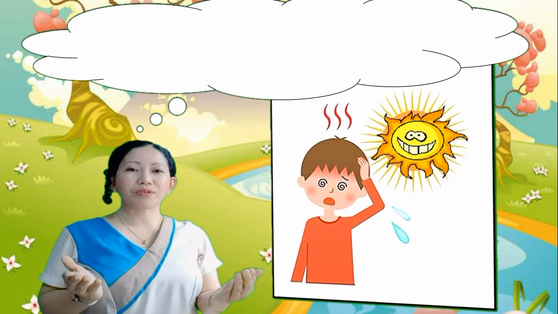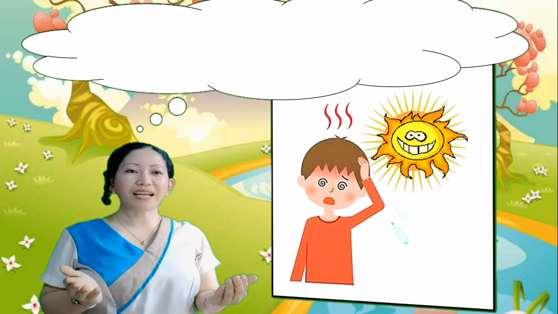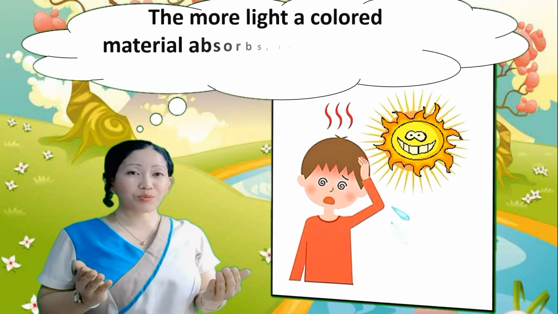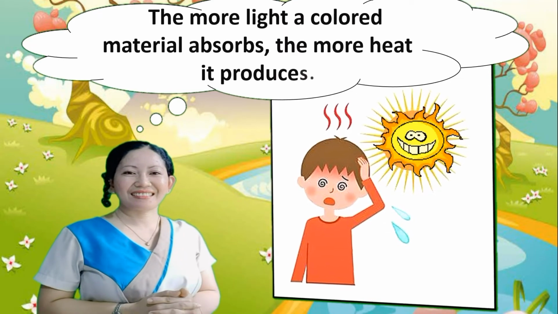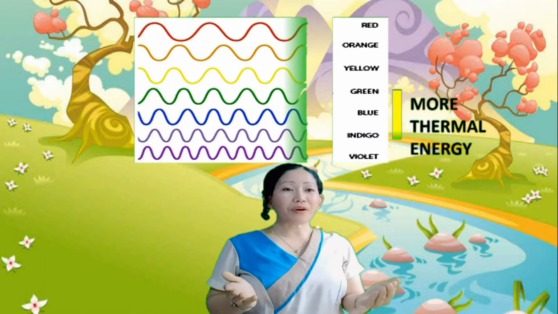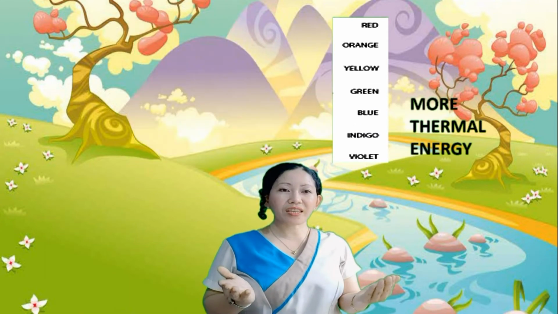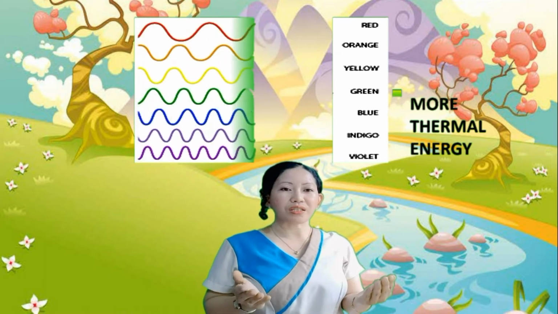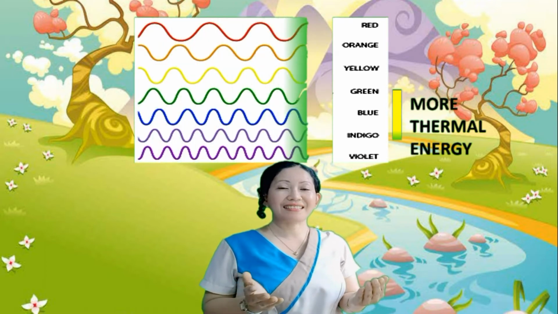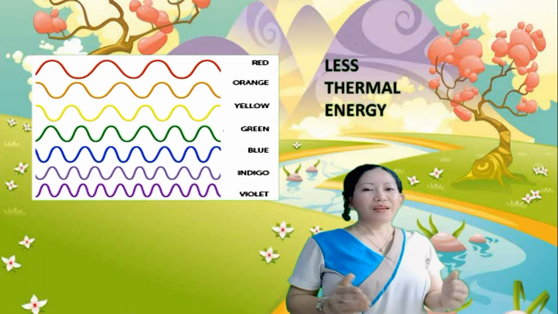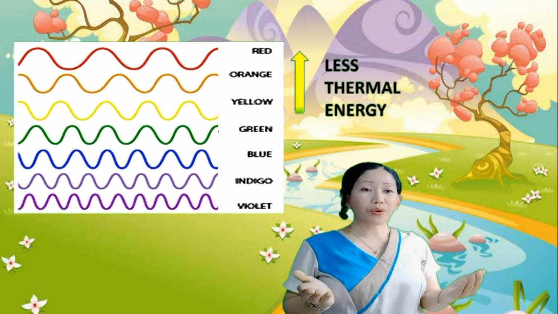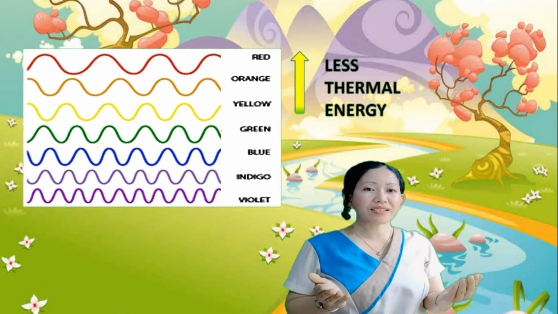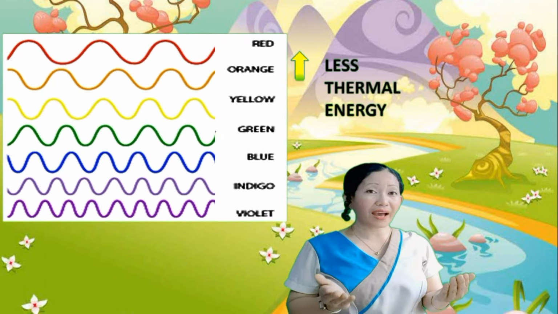When a colored material absorbs light, it turns the light into heat. The more light a colored material absorbs, the more heat it produces. The colors of the spectrum appearing the darkest and most like black, violet, indigo, blue, and green will produce the most thermal energy. The other colors, red, orange, and yellow, will produce the least thermal energy because they appear lighter or more like white.